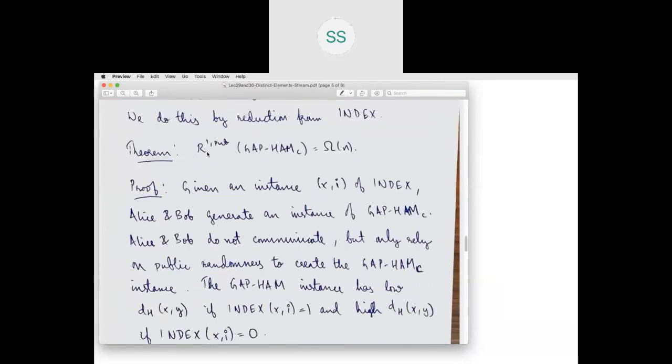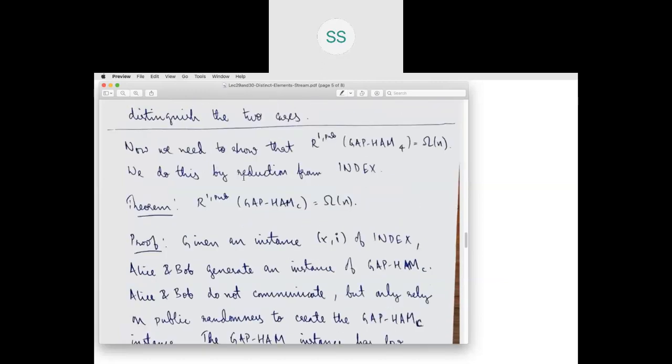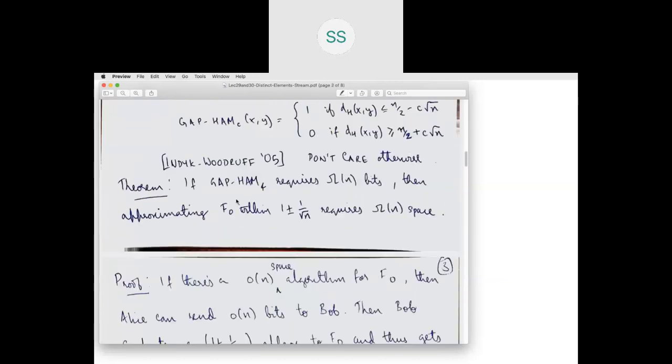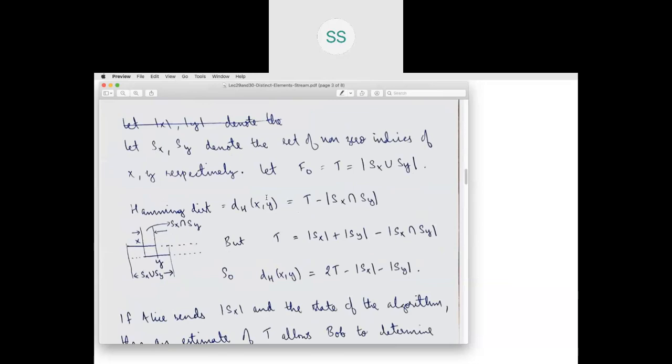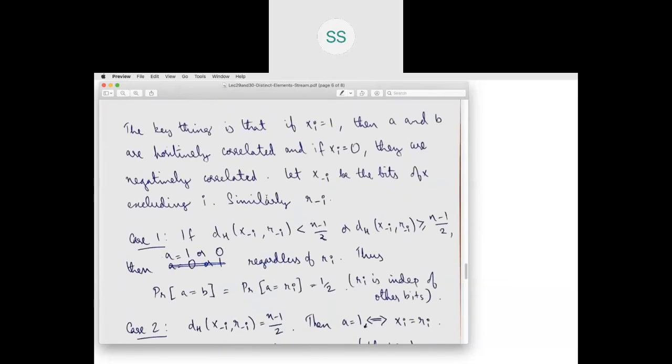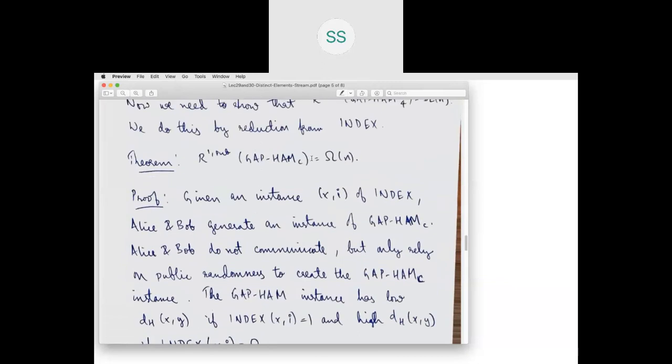And now we are going to see that the randomized one-round complexity, not randomized complexity alone, because the f0 reduction here would imply a one-round protocol. So what we are going to see is that the one-round complexity of the gap Hamming problem requires a linear number of bits.